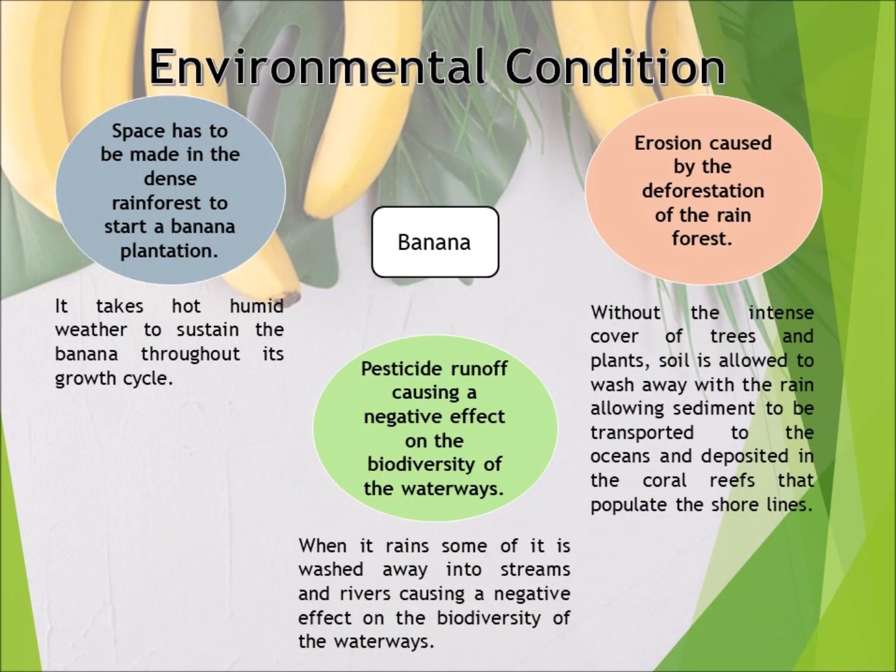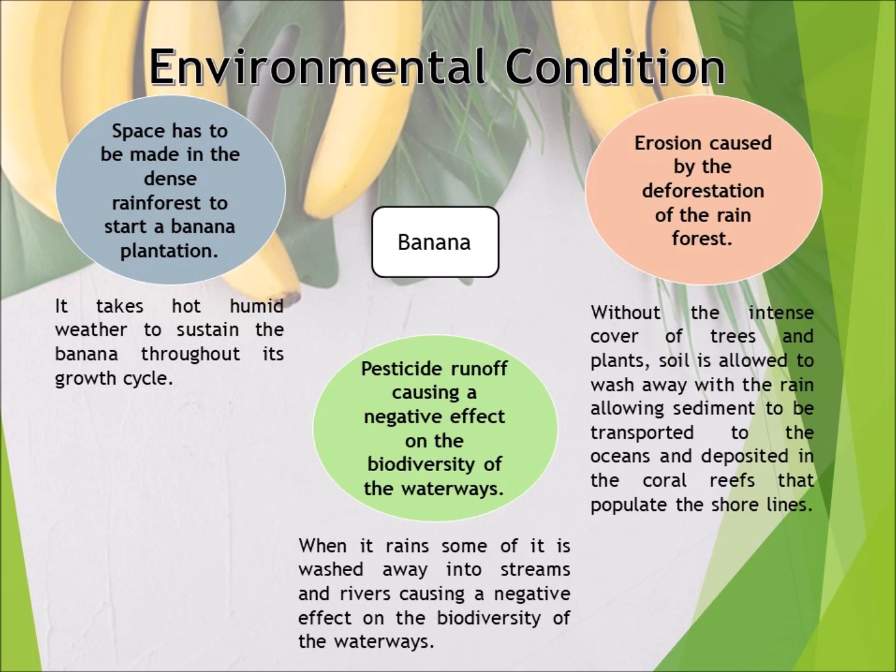For the environmental condition of banana, it's divided into 3 categories. First, space has to be made in the dense rainforest to start a banana plantation, which it takes hot, humid weather to sustain the banana throughout its growth cycle. Second, pesticide runoff causing a negative effect on the biodiversity of the waterways. When it rains, some of it is washed away into streams and rivers, causing a negative effect on the biodiversity of the waterways. Third, erosion caused by the deforestation of the rainforest.